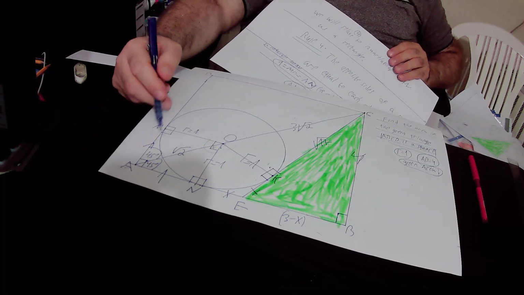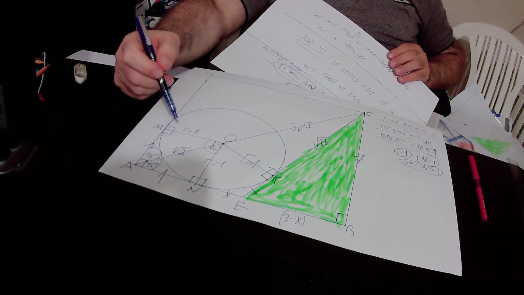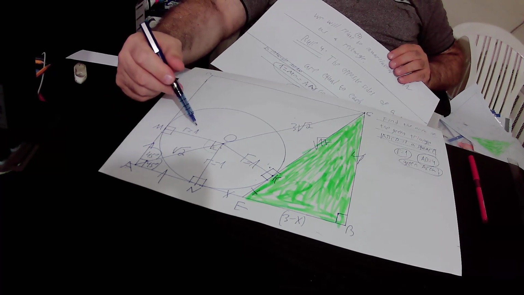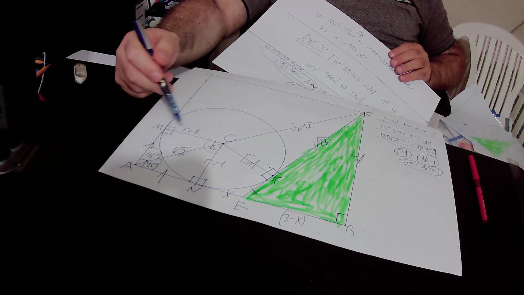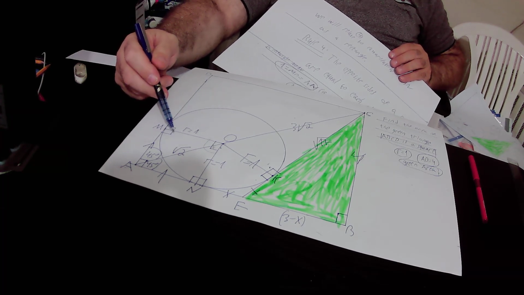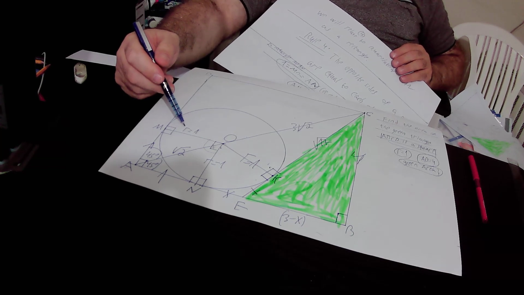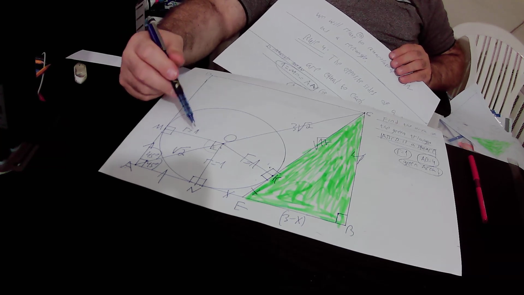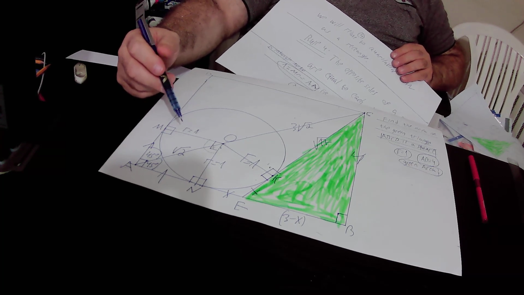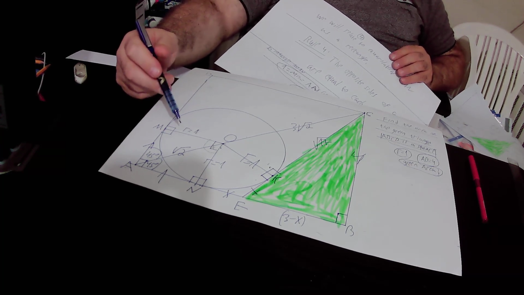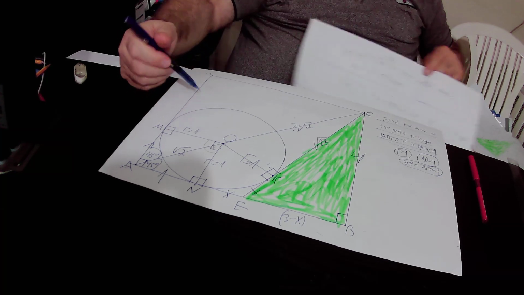AM equals 1. So we found out that all the sides of quadrilateral MOAN are equal to each other. They are all equal to 1 unit. Quadrilateral MOAN has 4 right angles and it also has 4 equal sides. They are all equal to 1 unit.